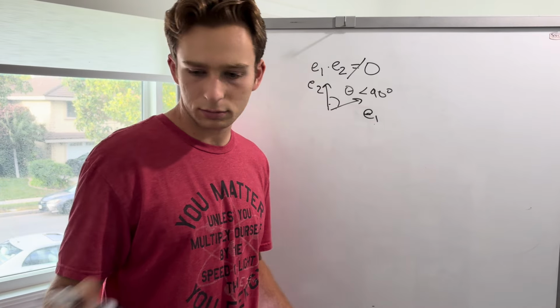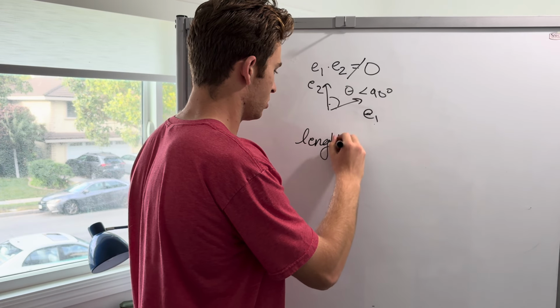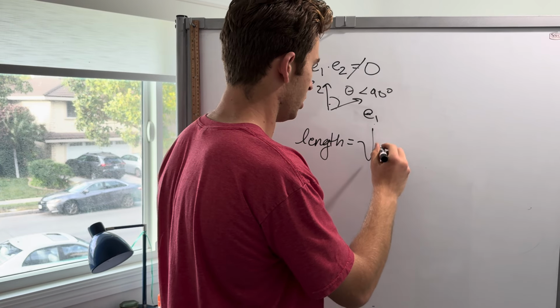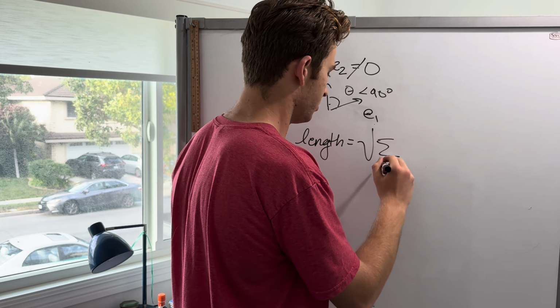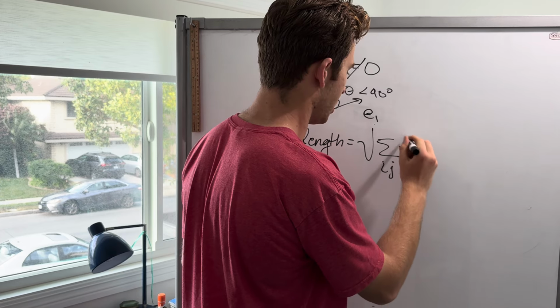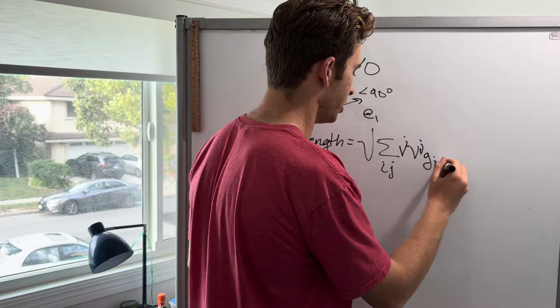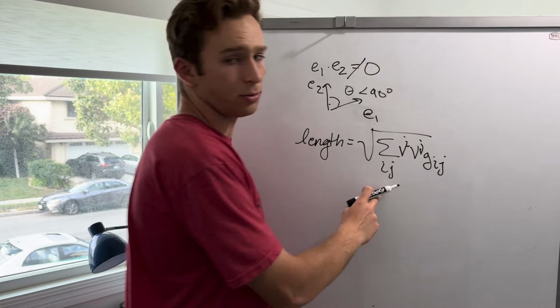Instead, your length is equal to the square root of the sum over ij of vi vj g sub ij. And so this is the more general formula.